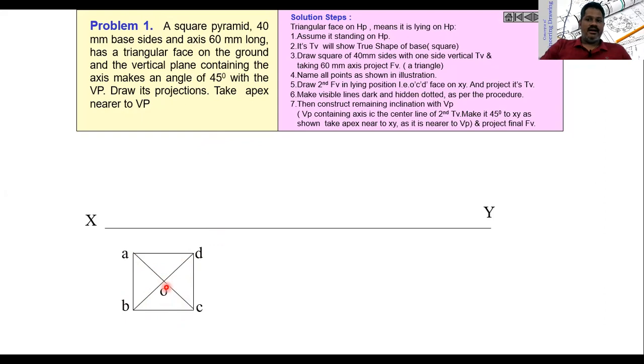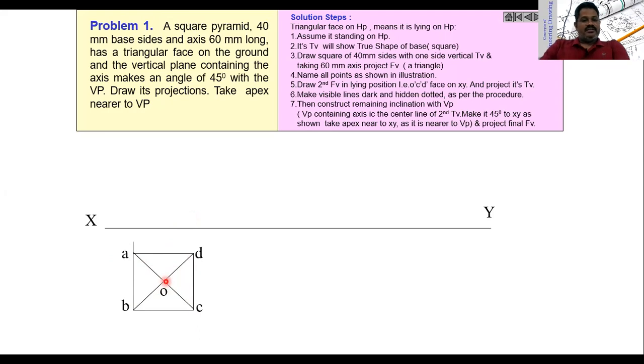As I said in the last slide, when an object is located on HP or on the ground, the top view will be the true shape. It is a square pyramid, so we are getting the top view as a square here. Then we will get an apex here because we have the four triangular faces. Finally, we will get an apex here.